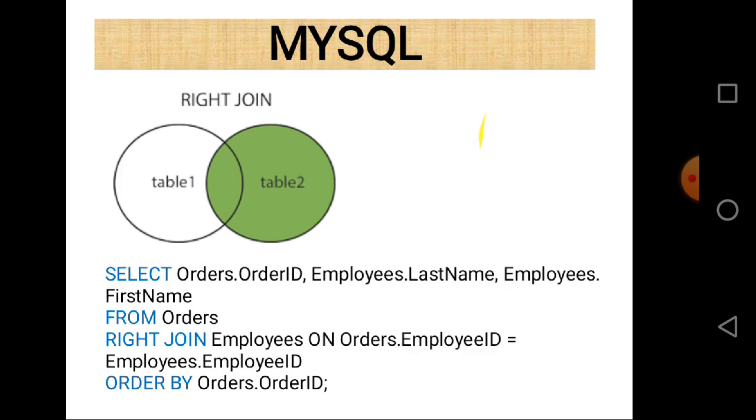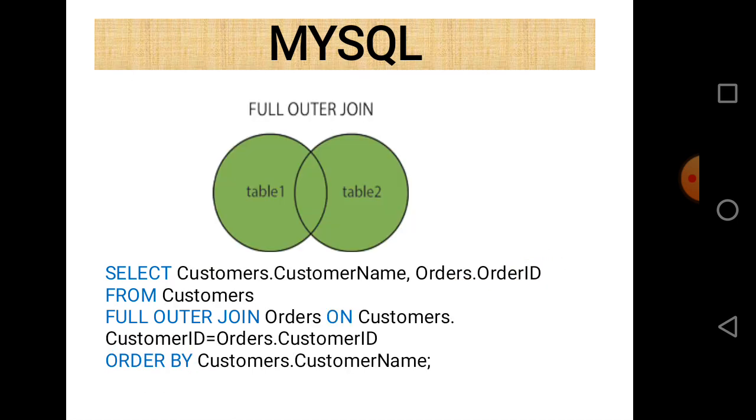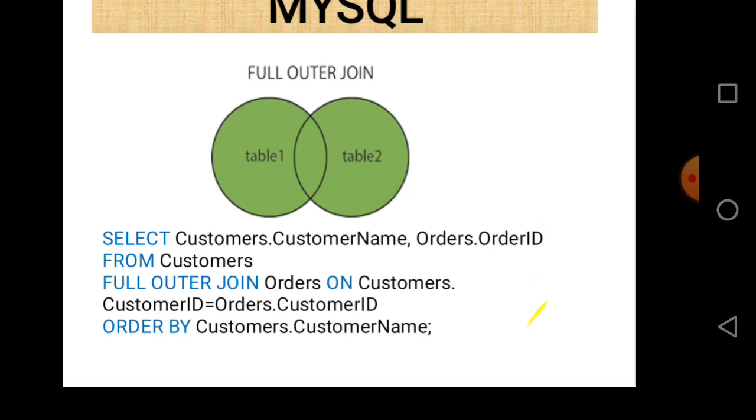This is right join. And to perform full outer join, just write full outer join in place of right join. The rest of the things are the same as the previous one. The full outer join keyword returns all records when there is a match in the left table or right table records. Let us consider it with an example.